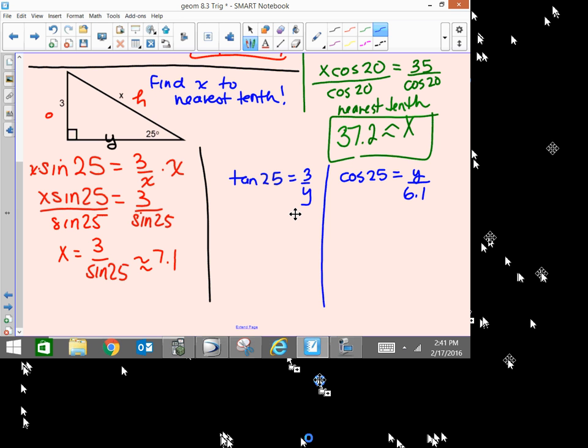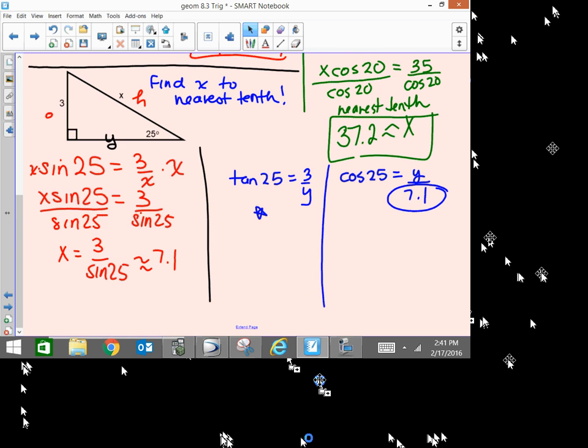Why is that not as good as the other one? 7.1, sorry, that's not right. Why is this one not as good as the other one would be? Jessica, tell me why. Right. And this is rounded. So if you do that, you need to go back to that big long answer, not the rounded answer, because your answer is going to be off. But I can show you how to do that if you have to.